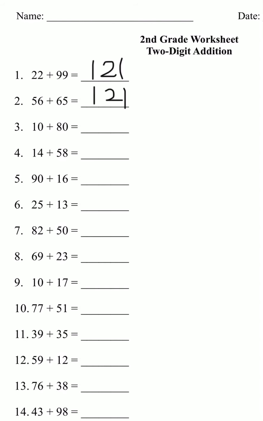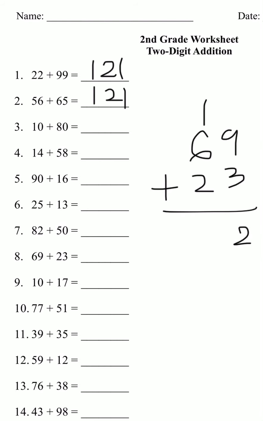Now we're going to do number 8. 69 plus 23. 9 plus 3 is 12. 6 plus 1 is 7. Plus 2 is 9. So that's 92.